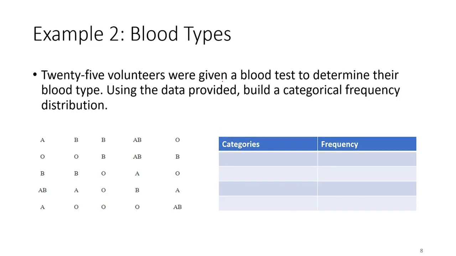We have 4 different blood types here, A, B, AB, and O. And so we're just going to write these categories out, A, B, O, and AB. And now we just want to count how many A's are there. 1, 2, 3, 4, 5. So there are 5 A's.